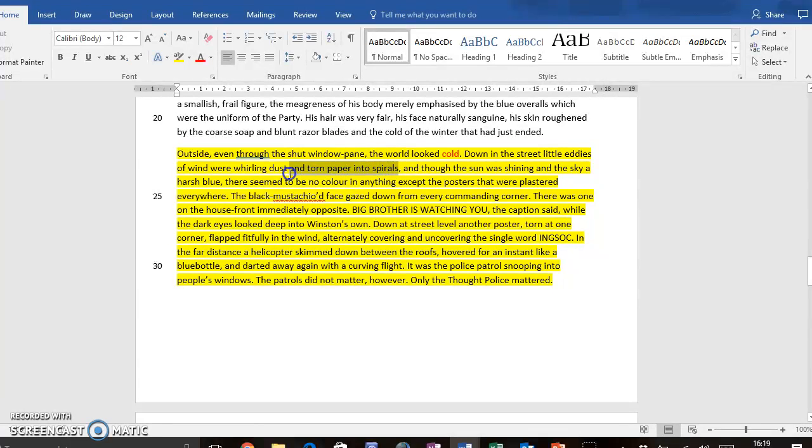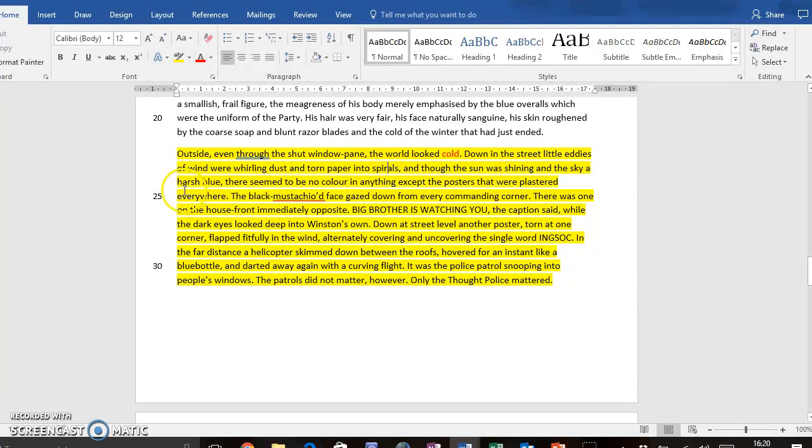But I would argue perhaps a little bit of violence in the background there. They're whirling them into spirals. So it's beautifully sort of violent at the same time. So perhaps Orwell wants to start this really amazing novel that he's written with mixed emotions. It's the start of the book and he wants to pull us in.